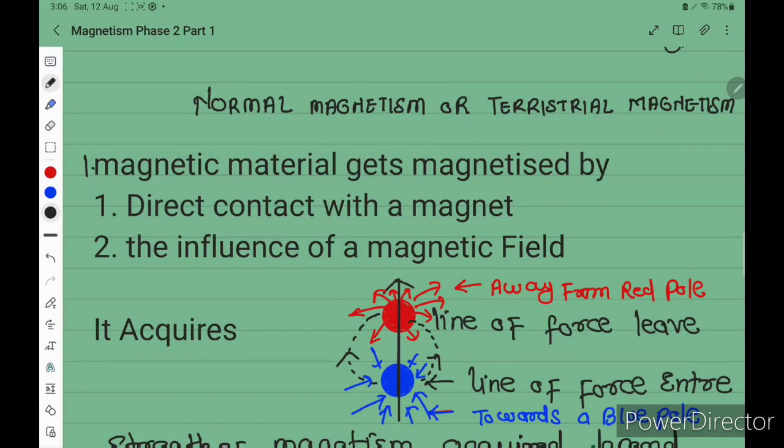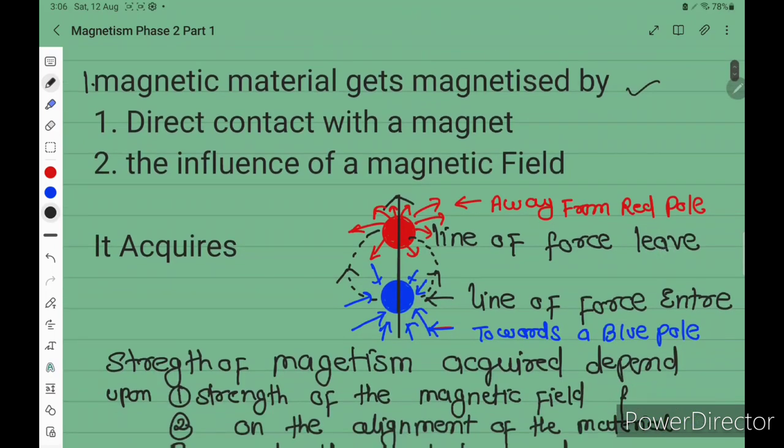A magnetic material gets magnetized if you keep it near a normal magnet. How? By direct contact with a magnet. If you take one piece of iron and keep it in contact with a magnet, it will acquire magnetism too. The second way is the influence of a magnetic field. When it is magnetized, the red pole is on the north and the blue pole towards the south. In the blue pole the line of force enters, and from the red pole it goes away.